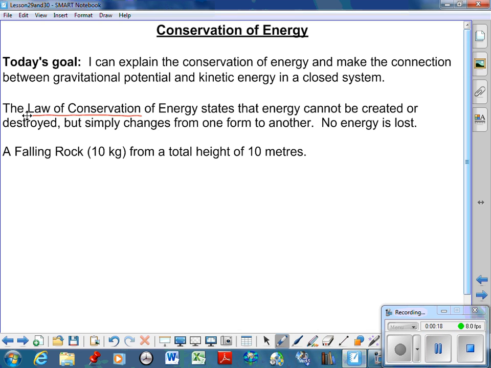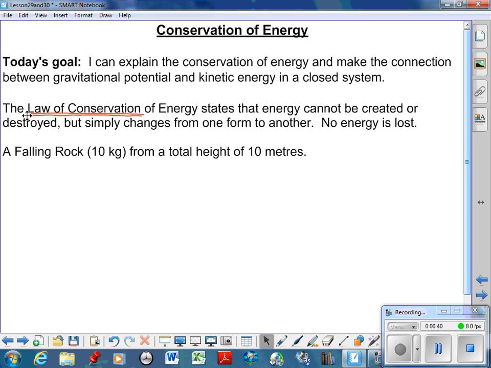It's going to play a massive role in grade 12, and it's going to play a massive role for us in the next week or so. The law of conservation of energy states that energy cannot be created or destroyed, but simply changed from one form to another. So no energy is lost. Energy is continually changing from one form to another.